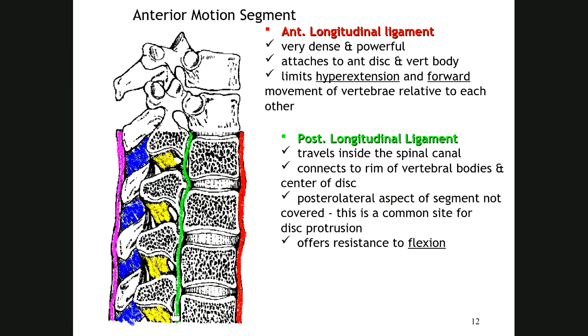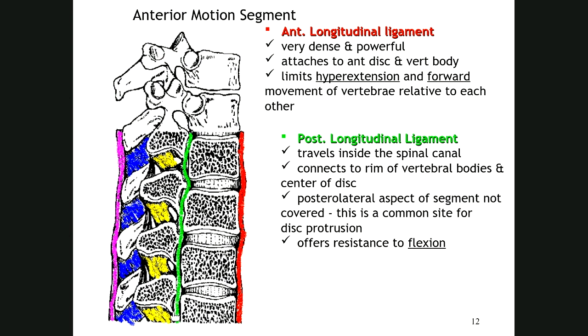Okay, it's very dense, it's very powerful. It attaches to the anterior discs and each vertebral body. What it limits is hyperextension. So my patient is going into this extension movement, and my anterior longitudinal ligament is going to say, hey, you're going too far, you need to slow it down or go ahead and hurt me. As I push into spinal extension, the ligament kicks in and says, you're going too far, come back to where you're supposed to be.